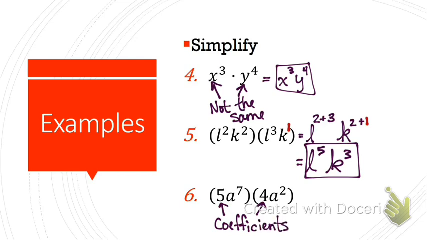These are treated normally because they are in the normal number position that we're used to. So we just multiply 5 and 4 together like normal. The other ones, whenever you see a base and an exponent with each other, now I have a to the 7 plus 2. So the final answer would be 20, a to the 9th.